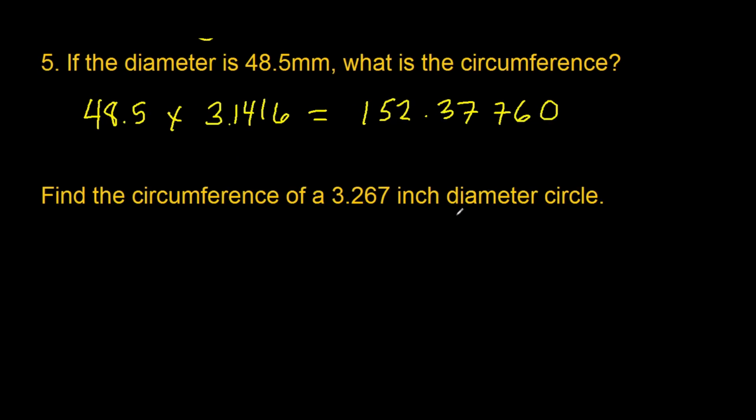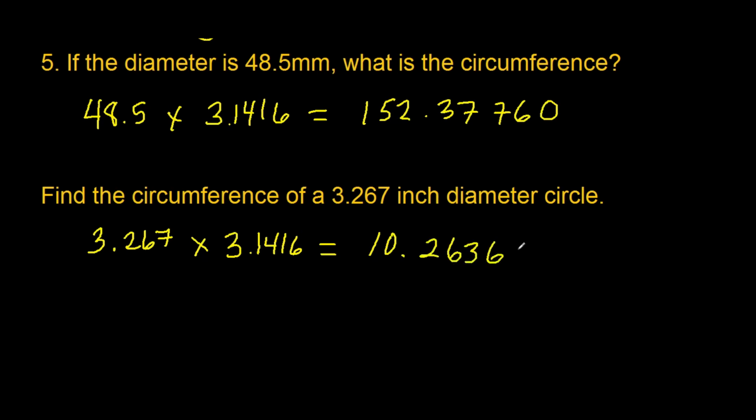And this last one we'll work with, find the circumference of a circle, that is 3.267. We're going to multiply that by pi, 3.1416, and that is equal to, if you punch it into your calculator now, you should be getting the answer of 10.2636072. And you'll notice we have 4 decimals here, 3 decimals here, and we count from the right hand side. We have 1, 2, 3, 4, 5, 6, and there is our 7 decimal places.